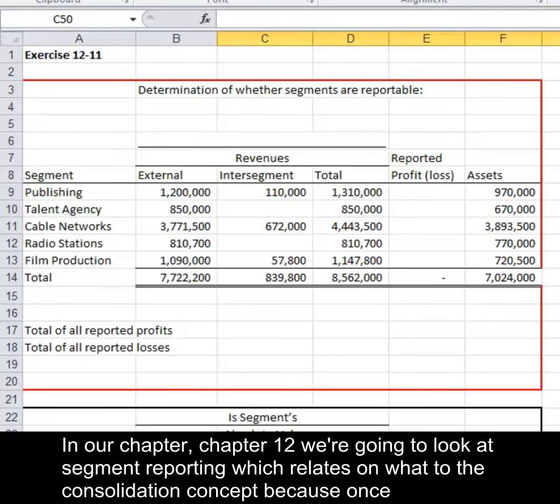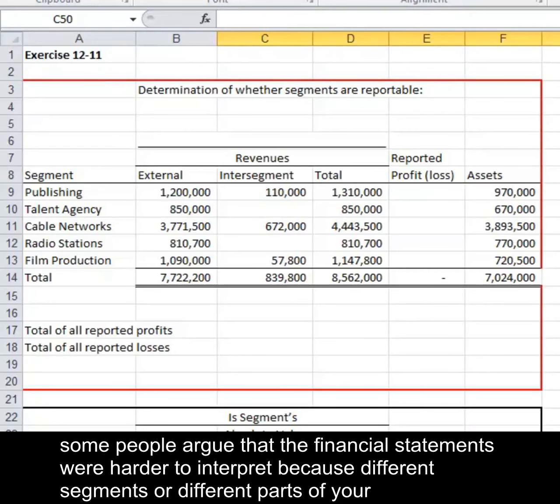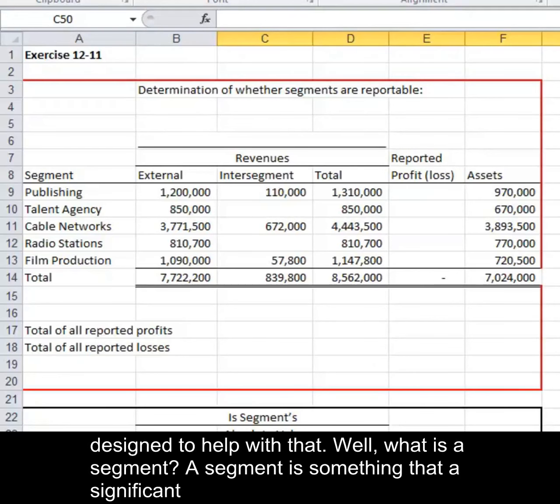In our last chapter, chapter 12, we're going to look at segment reporting, which relates somewhat to the consolidation concept, because once FASB ruled that all components of a consolidated group are reported as a single economic entity, some of the detail was lost, and some people argue that the financial statements were harder to interpret because different segments or different parts of your organization may have very different metrics and measures. So therefore, segment reporting is designed to help with that.